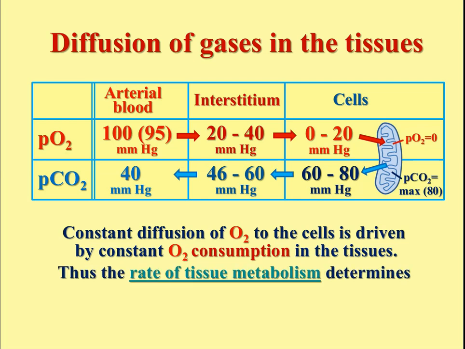So you may see that rate of tissue metabolism determines the rate of oxygen delivery. Arterial blood normally has standard values of PO2 and PCO2, but cells, you see, have variable PO2 and PCO2, and the greater is intensity of metabolism, the less is PO2, the higher is PCO2, and both changes increase the gradient for gases.